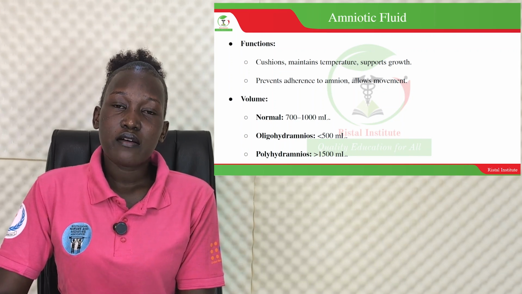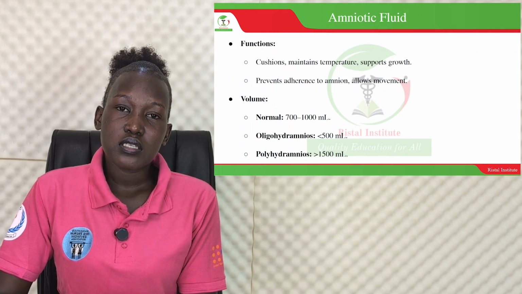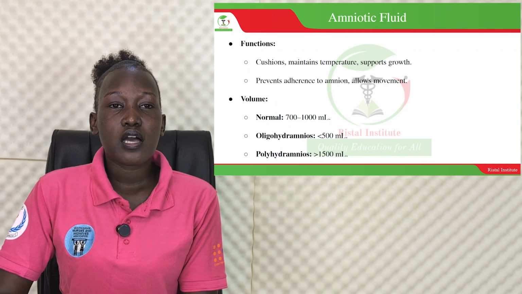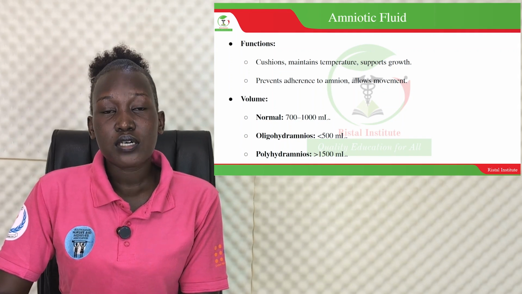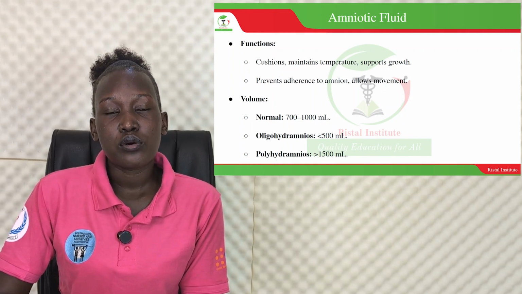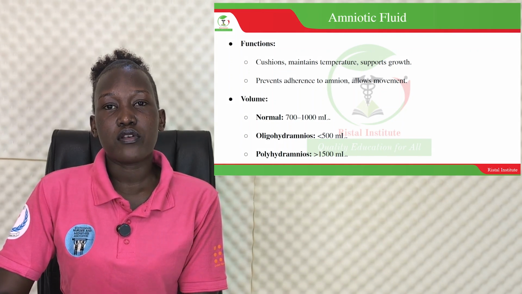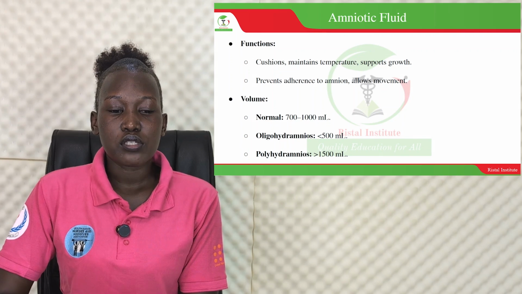So the normal volume of amniotic fluid is 700 to 1000 milliliters. Then if somebody is having less than 500 milliliters, we call it oligohydramnios. Then if somebody is having more than 1500 milliliters, we call it polyhydramnios. So that is briefly what you need to know about amniotic fluid.